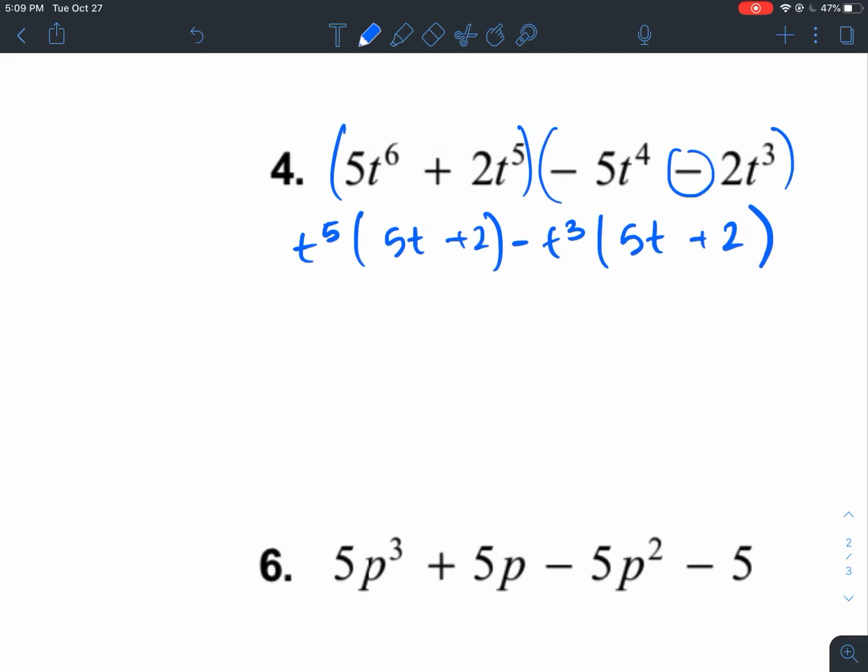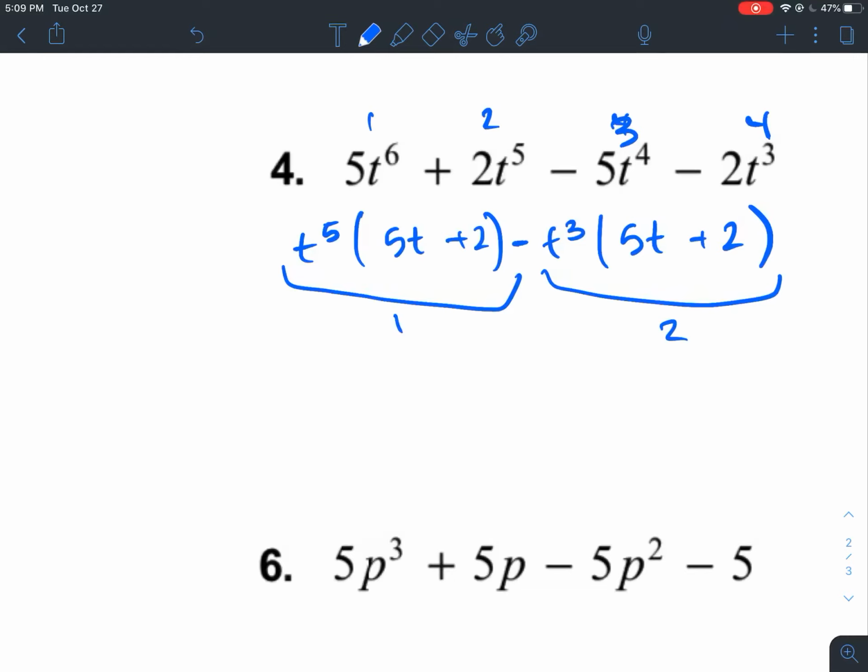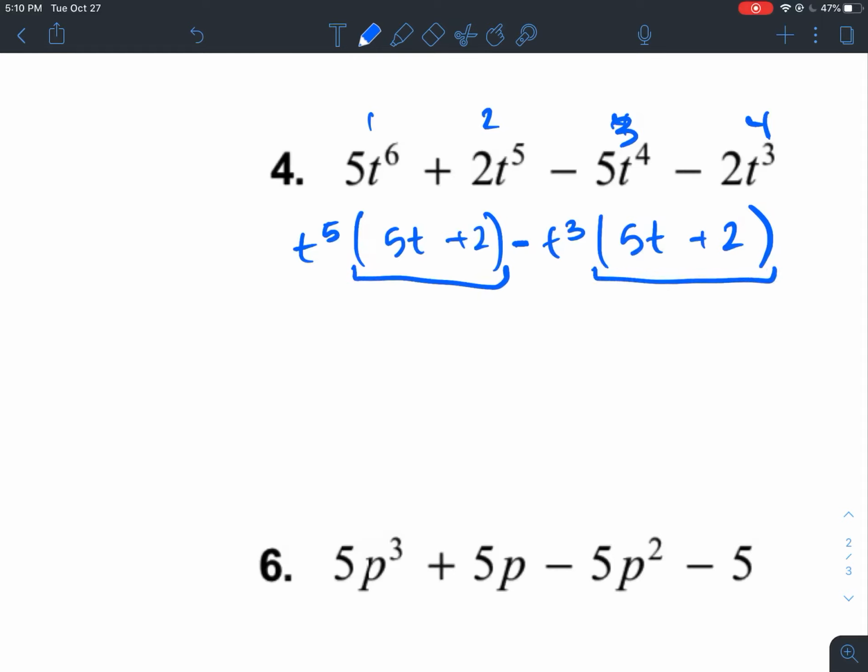Okay. So we went from having 4 terms, 1, 2, 3, and 4, but now we only have 2 terms. This is 1 term, and this is a 2nd term. Now we only have 2 terms, and both these terms have a common binomial factor. 5t plus 2 is a binomial, and it's a factor. So we call this a common binomial factor, meaning we can take out the 5t plus 2 from both of these terms.